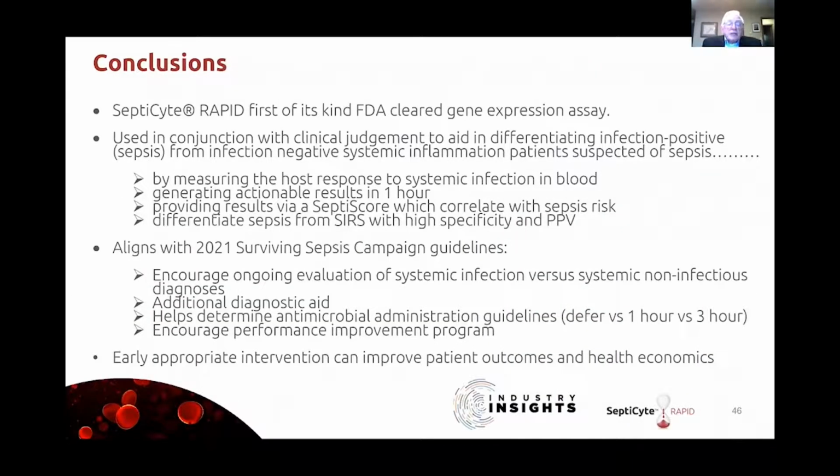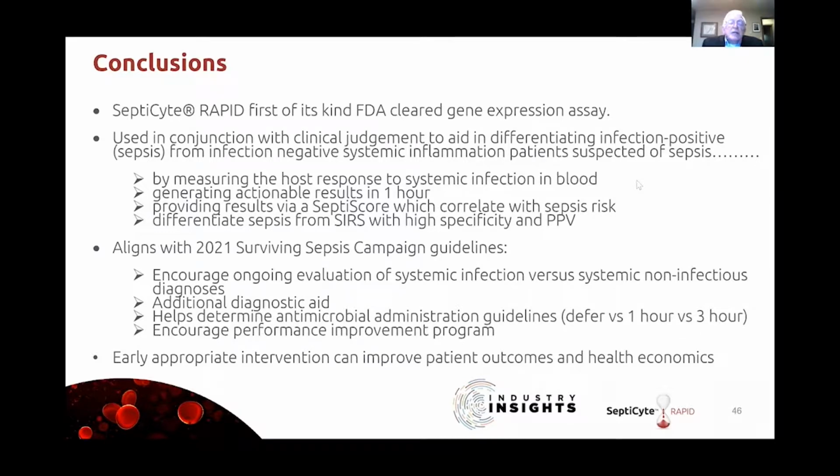So in conclusion, Septicyte Rapid is the first of its kind FDA cleared gene expression assay. It should be used in conjunction with clinical judgment and other laboratory findings to aid in differentiating infection-positive sepsis from infection-negative systemic inflammation. This is done by measuring the host response to systemic infection in blood. It provides actionable results in around 1 hour, and these results are reported as a sepsis score, as described by Dr. Balk, which correlates with the risk of sepsis. It has a high specificity and a positive predictive value.